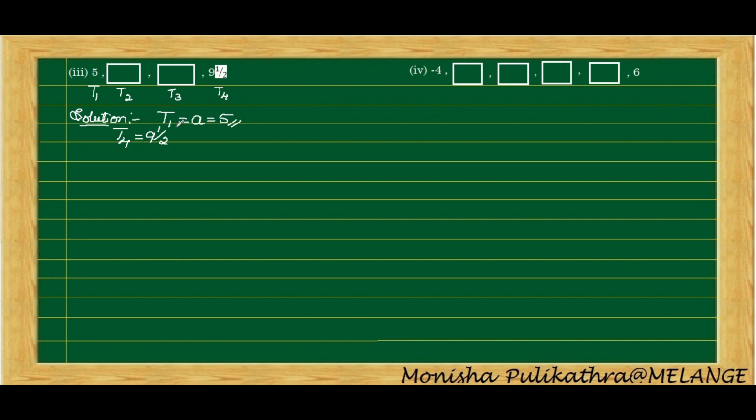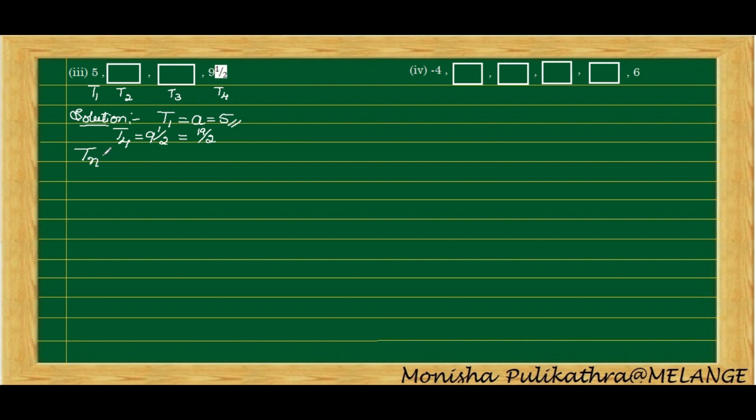Here this 9.5, a mixed fraction form, we need to convert into an improper fraction. First 2 into 9, we need to multiply the denominator with the 9 here. So 2 9s are 18 plus 1. With the numerator we need to do addition. So 2 into 9, 18, 18 plus 1, 19. So 19 divided by 2 is the fraction form of 9.5. Okay, so T4 is 9.5.